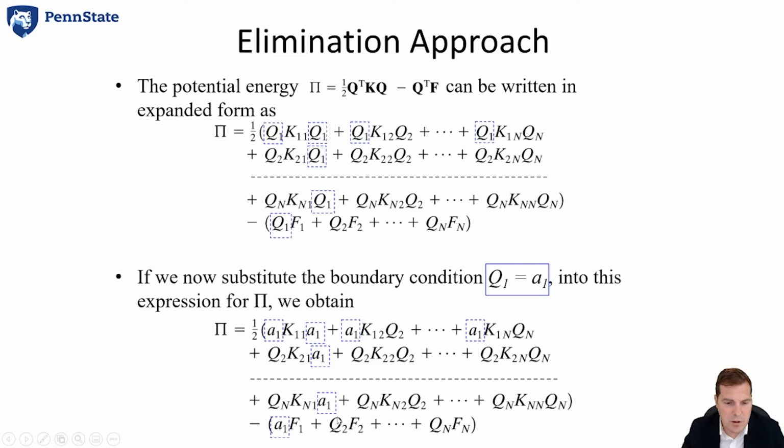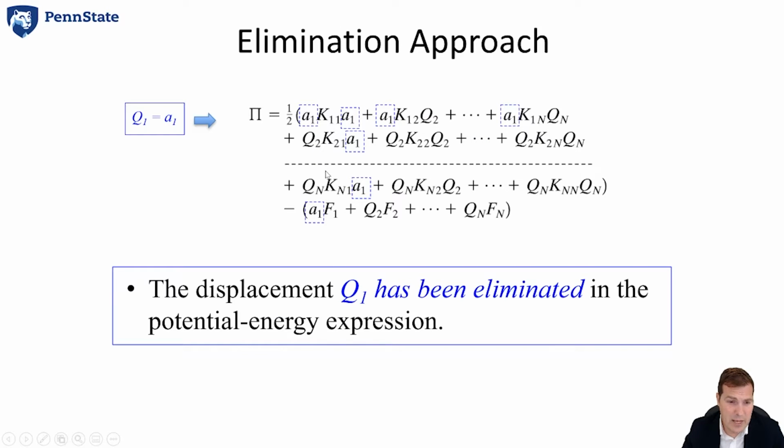And what you notice here is, what do we see? Can we find any Q1s? No. These are actually replaced with A's, and that's like a value. Say it's 1 or 2, whatever it is. That's a known value, A sub 1. It's a boundary condition. Either we do specify, either it's 0 or it's an applied displacement. And so what we've done here is we've eliminated the displacement Q1 in the potential energy expression. It's been totally eliminated. So now we go back to our idea of this minimization.